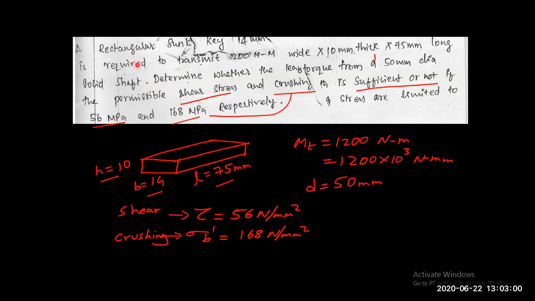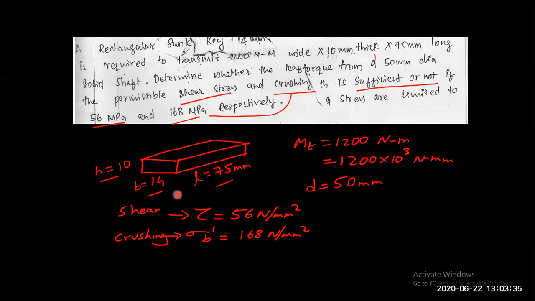Okay. So the question stated it's a rectangular key of required dimension. Dimensions were given 10, 14, and 75. Torque also was given in terms of Newton meters, and diameter given as 50 mm. This is diameter of shaft, and shear stress and crushing stress both were given. Okay, so using this data, we had to find out whether the given crushing and shear stress were sufficient or not.